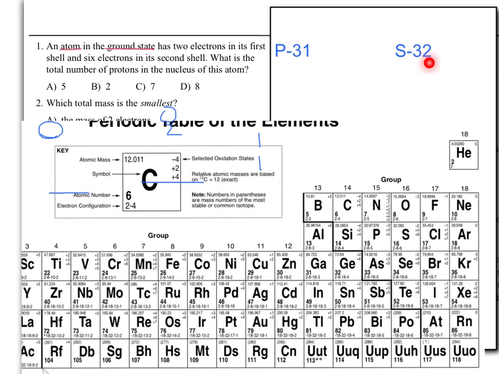Recall from the previous question that mass of atoms comes from their neutrons and protons. Now, in question number 1, we recalled that on our reference table, the electron configuration tells us the number of electrons in the atom, the atomic number tells us the number of protons, and the mass number tells us the neutrons plus the protons. So looking here at the elements on the periodic table, we can see that phosphorus has 15 protons while sulfur has 16 protons.